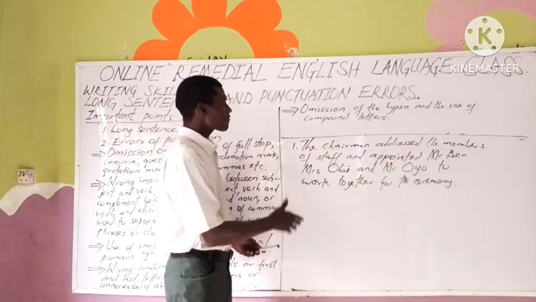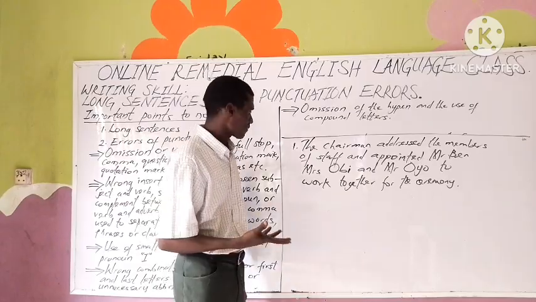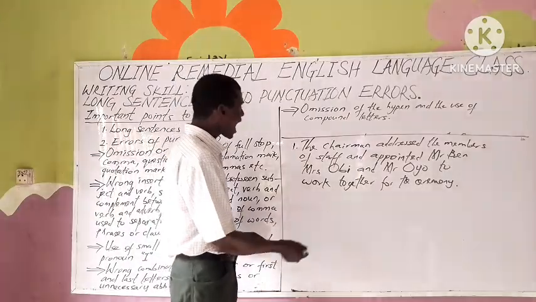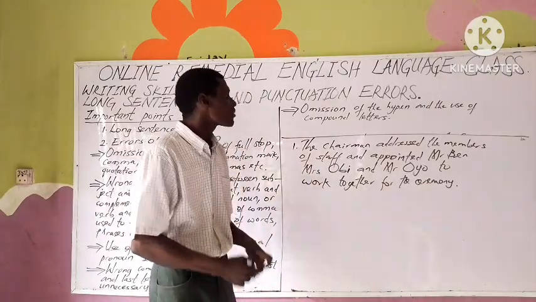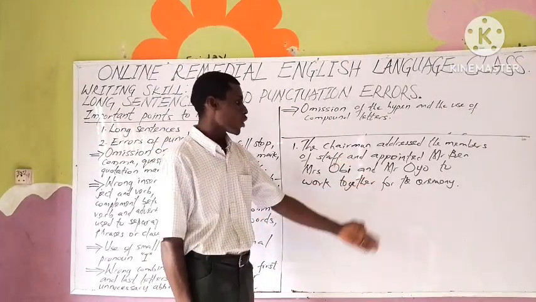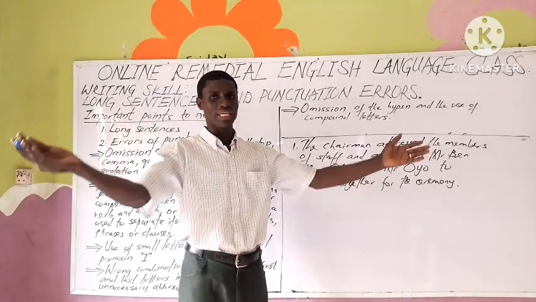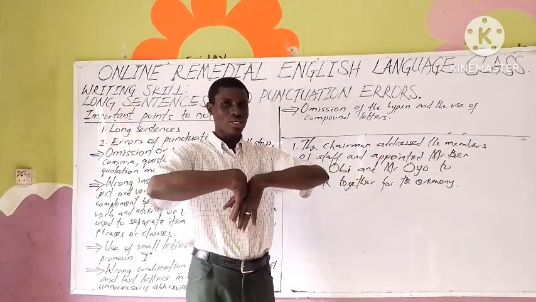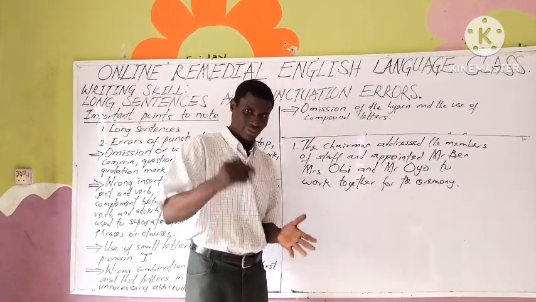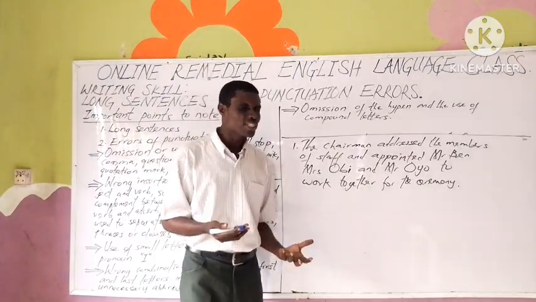So if we say this orally, okay, you're going to have: the chairman addressed the members of staff and appointed Mr. Ben, Mrs. Obi, and Mr. Oyo to work together for the ceremony. We just talk freely. We just talk without any punctuation mark like the writing form requires, but it is not true.